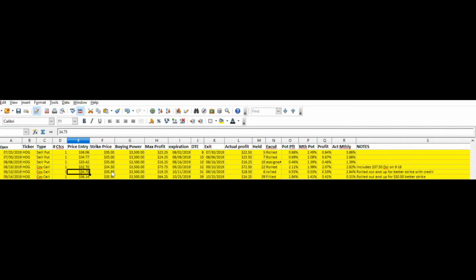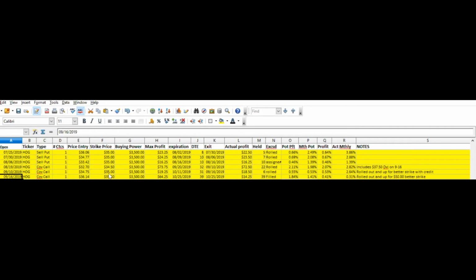This time I was able to roll it up to my full price because the price was starting to come up. See, it's coming off that 32.70. It's now 34.75. I was able to roll my strike price back up to the 35. So I'm now going to break even on the actual stock. I got $19.25, with 31 days till expiration. 6 days out, I rolled that again. So I made 2.64%.